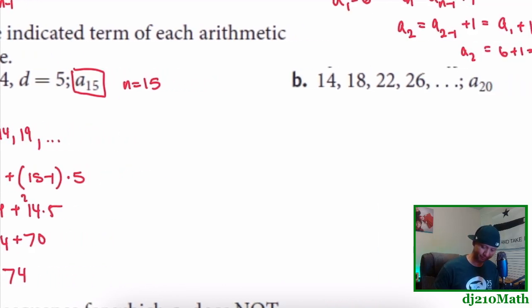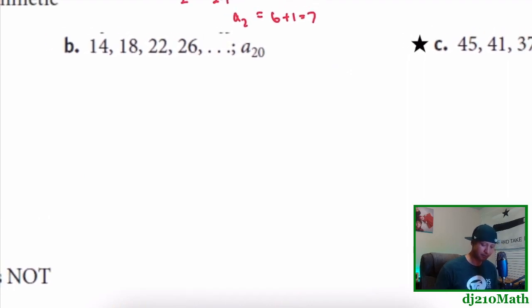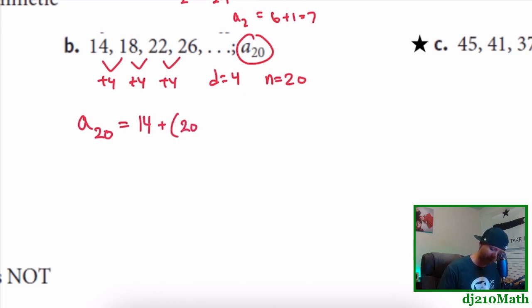Okay. B. So we're adding 4. So 4 plus 4, common difference is 4. We want the 20th term, so n is equal to 20. So a sub n is going to be equal to the first term plus n minus 1. So 20 minus 1 times the common difference of 4.